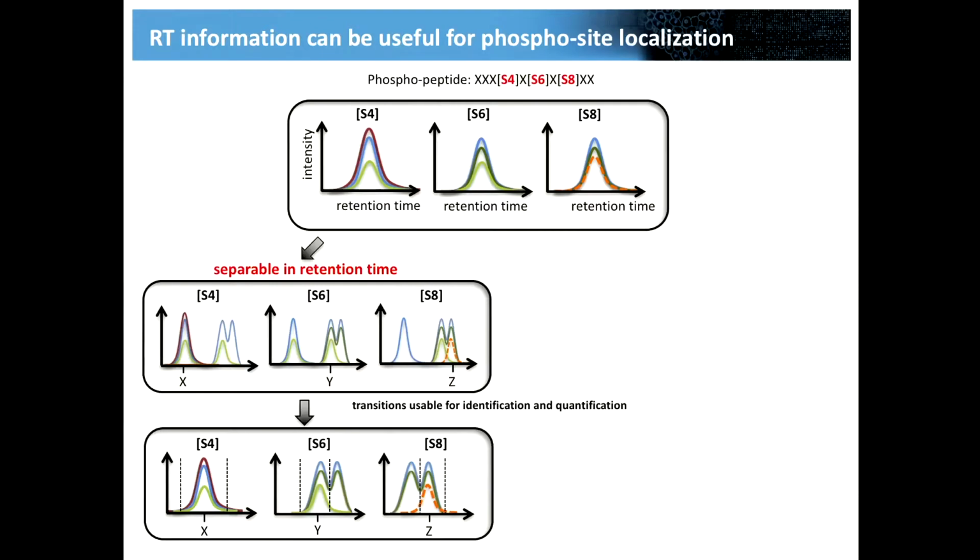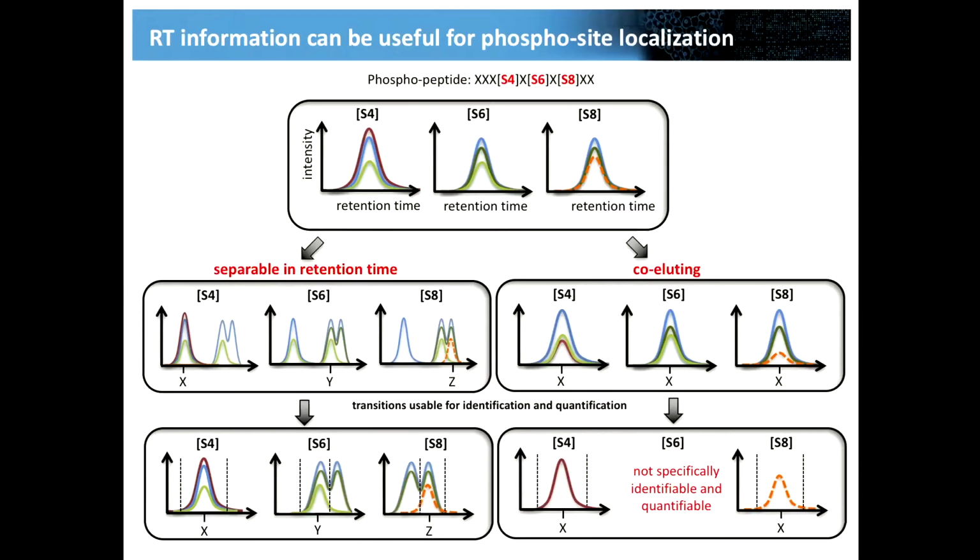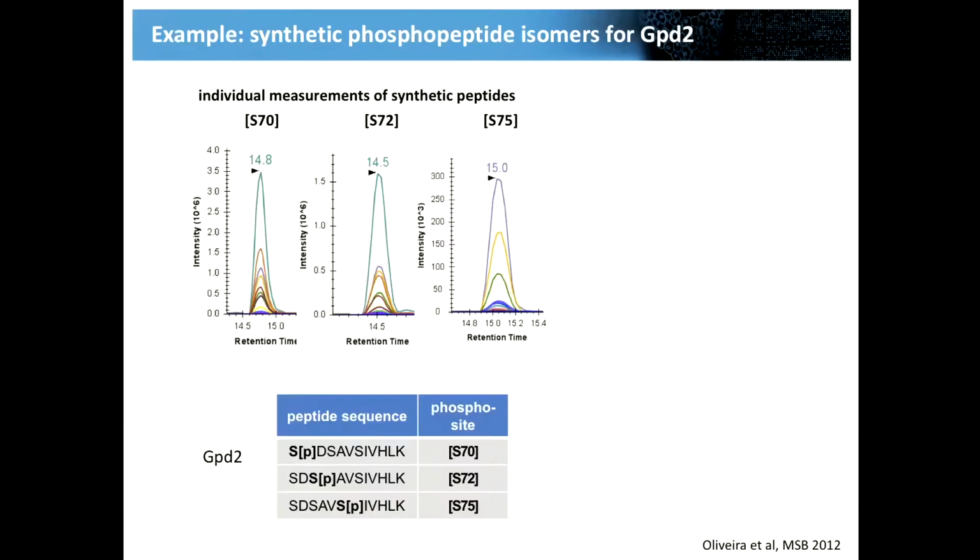There are also cases where this does not happen and all the phosphopeptides coelute. In this case, we cannot use their retention time. They all have x as their certain retention time. And we can try sometimes to use these unique transitions for quantification, but we will not have this leverage of retention time. I'll give you a couple of examples.